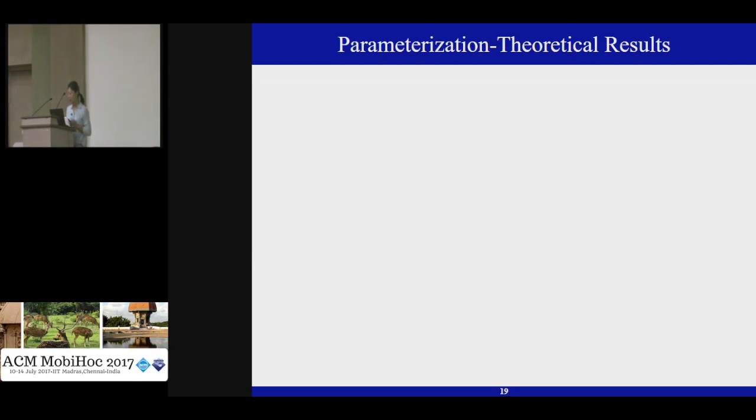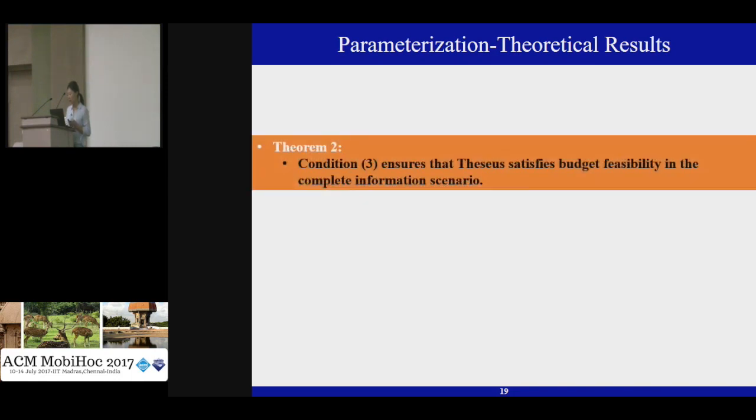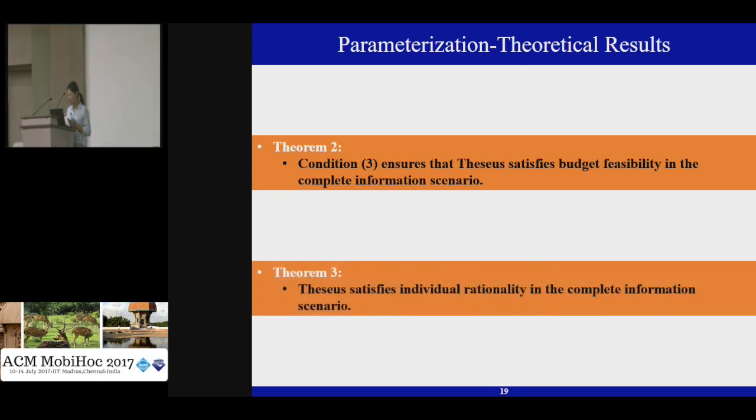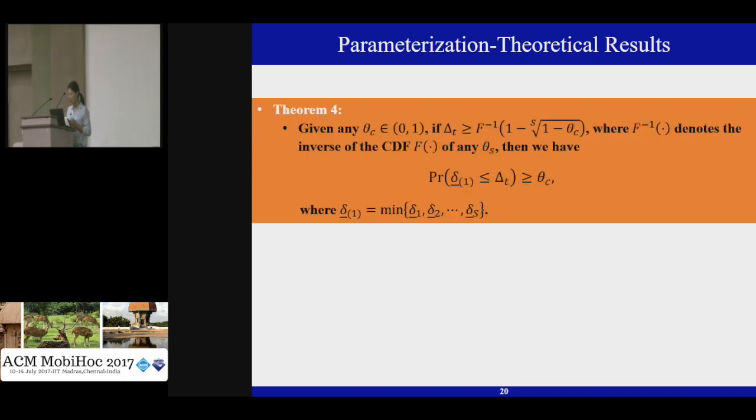In Theorem 2, the authors prove that condition 3 ensures that Theseus satisfies budget feasibility. Furthermore, they prove in Theorem 3 that Theseus satisfies individual rationality as well. So next, I'll introduce the selection of the additional parameter delta T so that Theseus could bear other desirable properties.